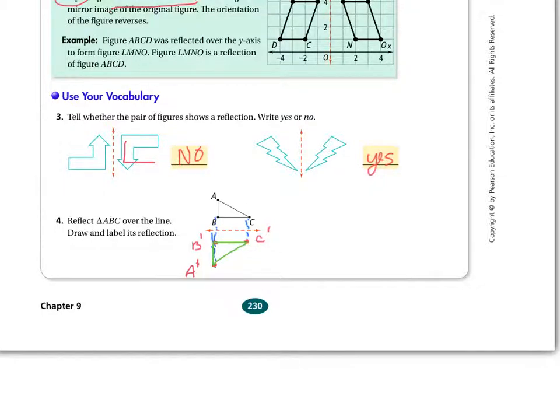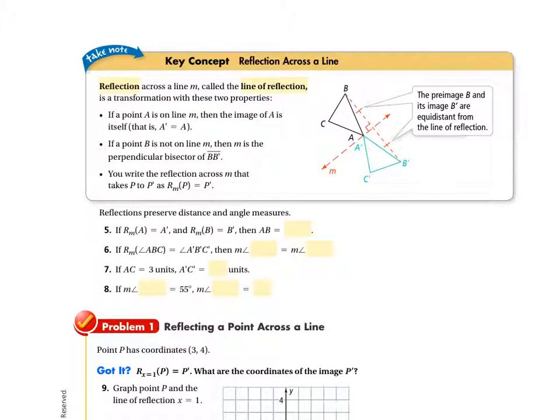All right, so let's look at the key concept, and you're going to see a change in notation. Let's make sure that you understand that change in notation. As you read this, we have a reflection across any particular line, and reflections always occur across a line called the line of reflection. It is a transformation with these two properties.